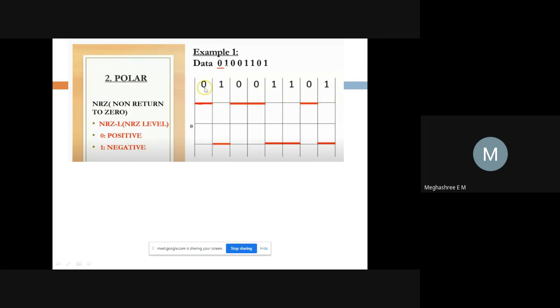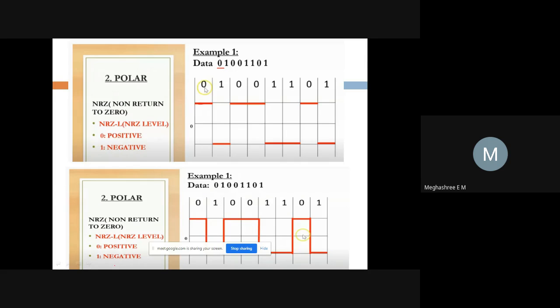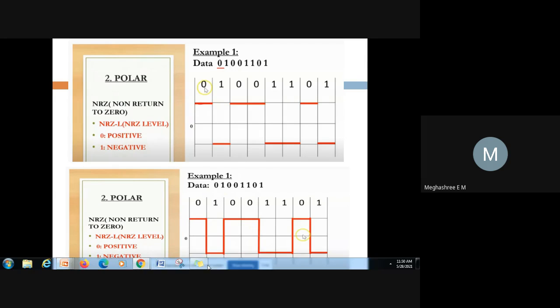Next bit is 1, so you have to mark it on the negative side. Next 0, positive side. Next bit is 0, again positive side. Next bit is 1, again negative side. Next bit is 1, mark it on the negative side. Then next bit is 0, mark it on the positive side, and the next bit is 1, mark it on the negative side. So all together you will get the signal in this way. This is the digital signal for this given digital data.